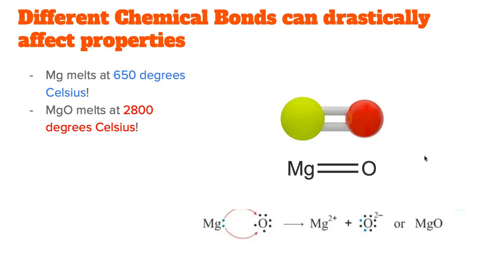And so different chemical bonds can drastically affect properties. The slide here shows why bonding matters so much. For example, magnesium metal melts at about 650 degrees Celsius, but magnesium oxide melts around 2800 degrees Celsius. That's a massive difference. And even though both substances contain magnesium, the way atoms are bonded changes everything about the material's properties, like melting point and its stability.